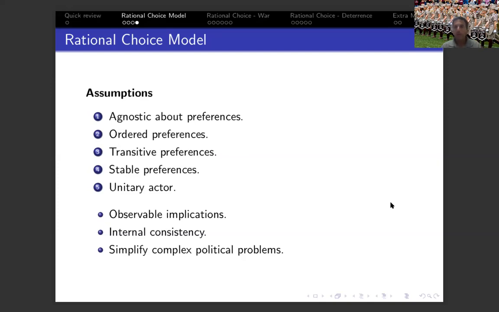Despite this oversimplification in those assumptions, which is again by design, it's simplifying reality. It's a very simplifying assumption, but it's by design. They provide internal consistency. They can explain the behavior in a very consistent way. So they appeal as a general theory of behavior.